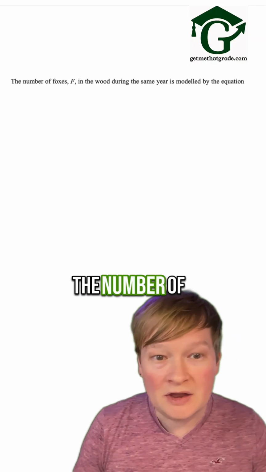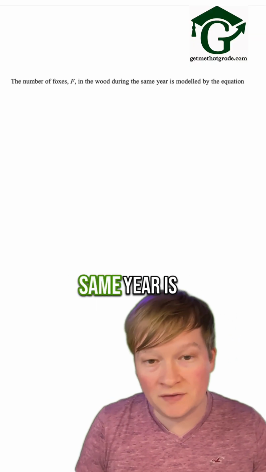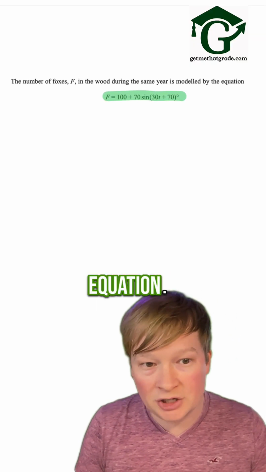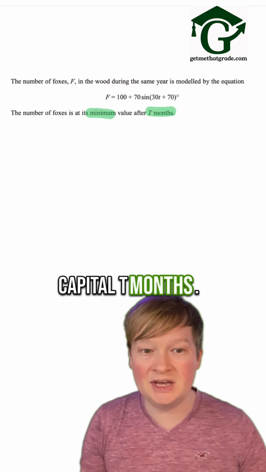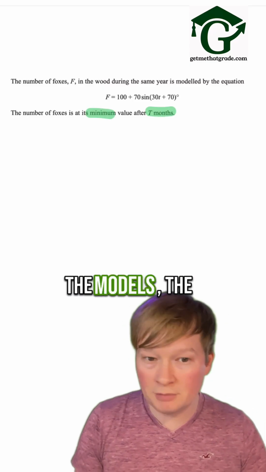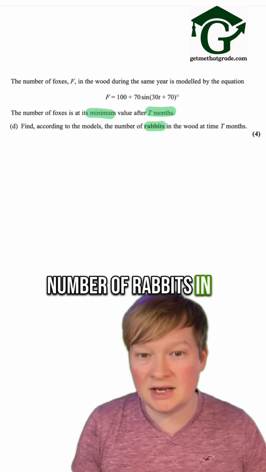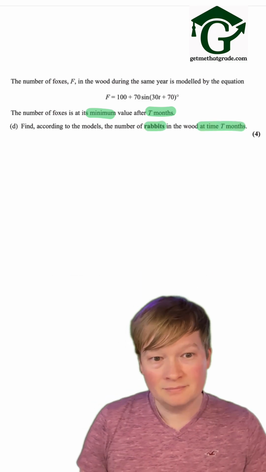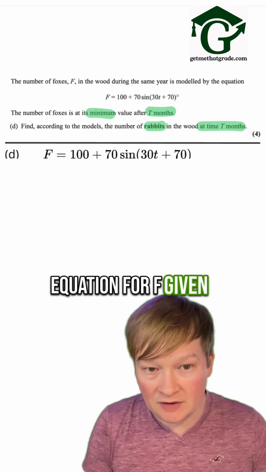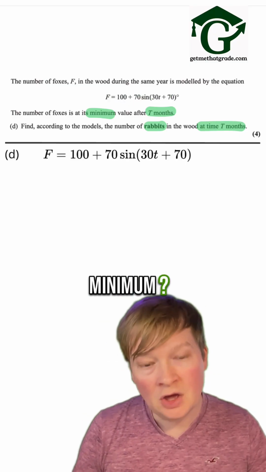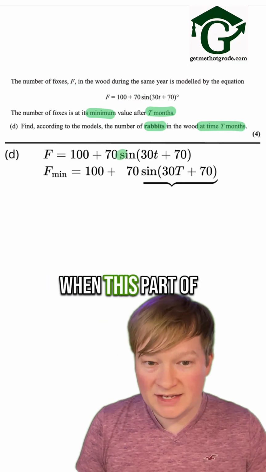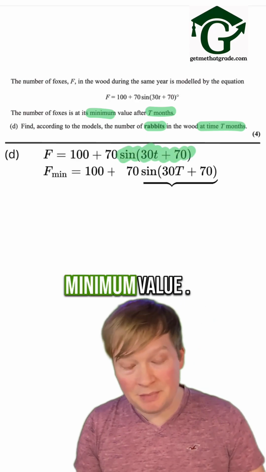Part D. The number of foxes, F, in the wood during the same year is modelled by this equation. The number of foxes is at its minimum value after capital T months. Find, according to the models, the number of rabbits in the wood at this time T months. So we've got the equation for F given to us in the question here. When are we going to have the number of foxes being at a minimum? Well, that would be when this part of the equation is at its minimum value.